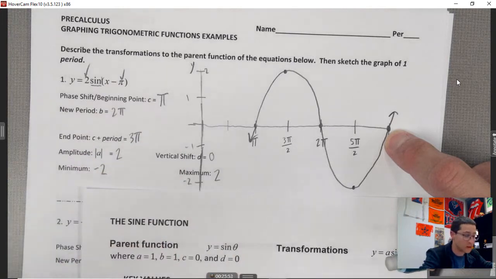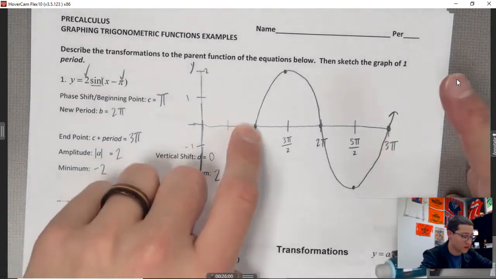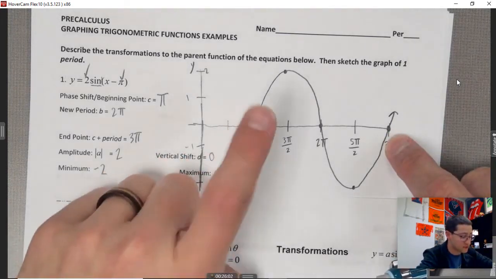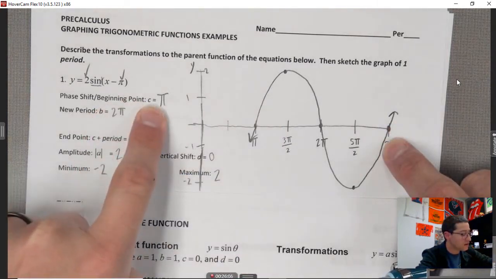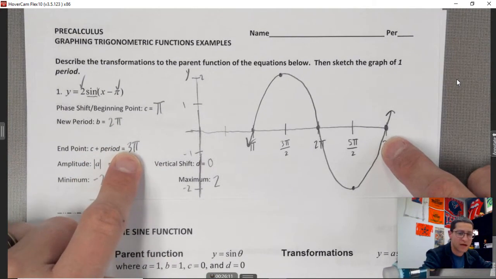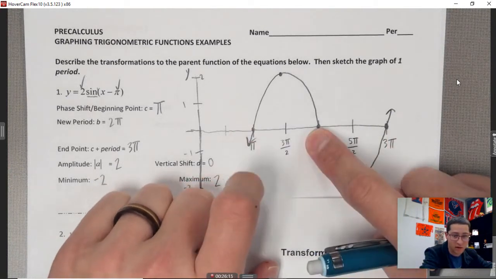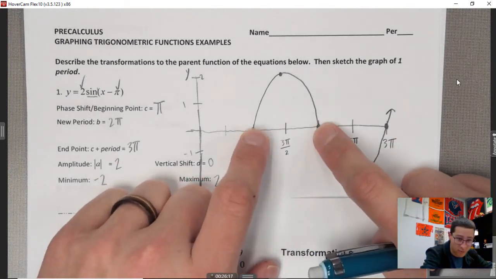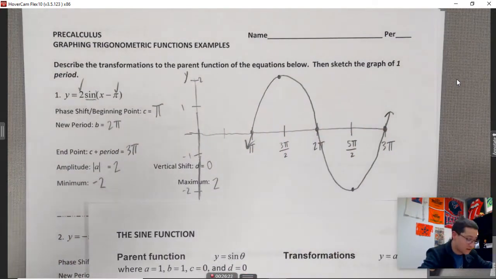B helps you determine the length of the period, the distance from the start to the end. Once you have that distance, you take the phase shift and add whatever your period is, and you get the end. And then you just get the halfway point here, and then you find the halfway point between these to get this, and the halfway point between these to get this, and then you essentially just fill it in. You just put your points.